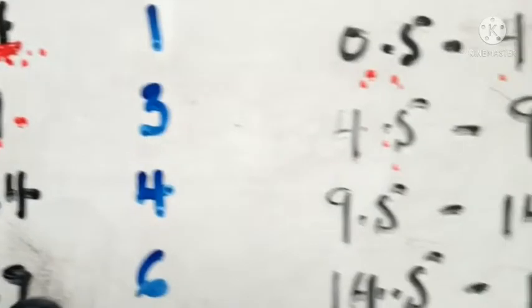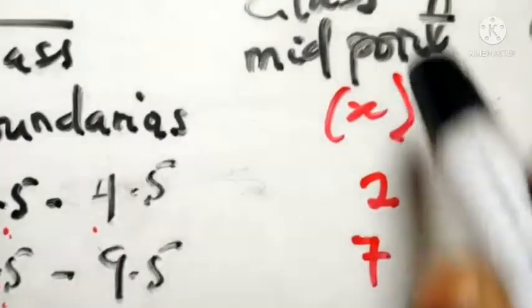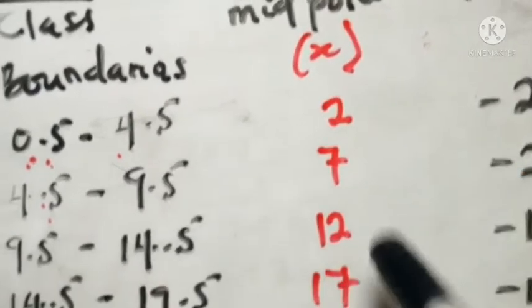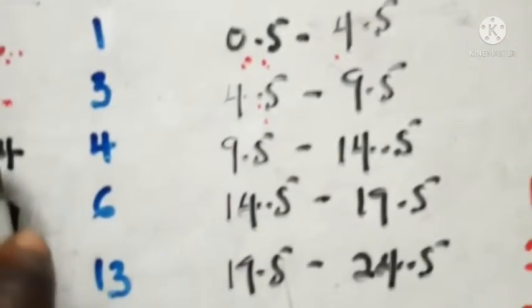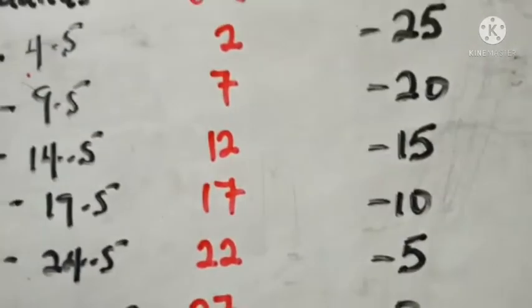Right, what about the next one? 5 plus 9 will be 14. 14 divided by 2 will be 7, right? So this is how simply you get the class midpoint. You have to do the same thing for all the class intervals.